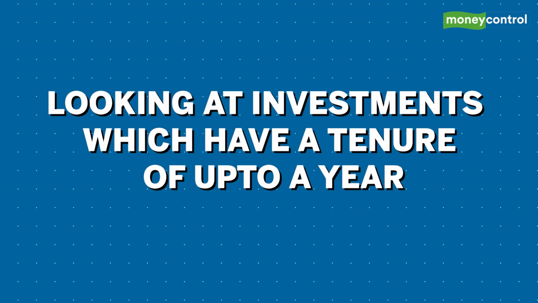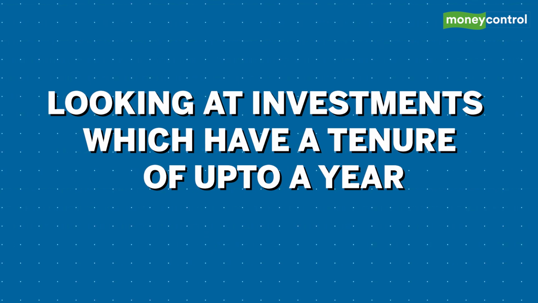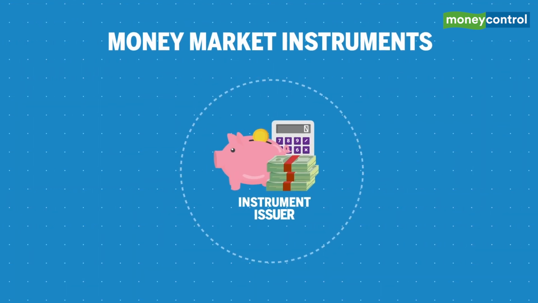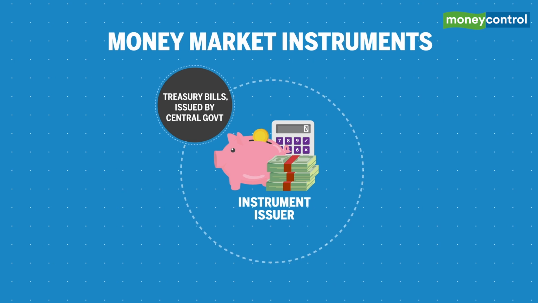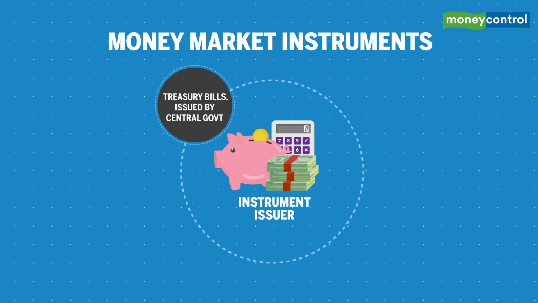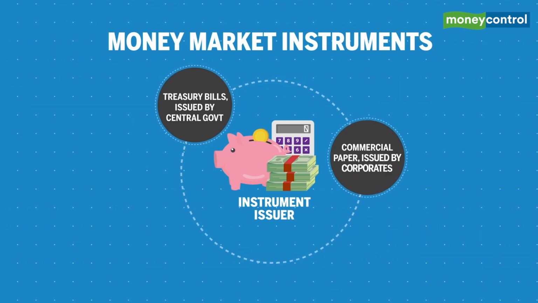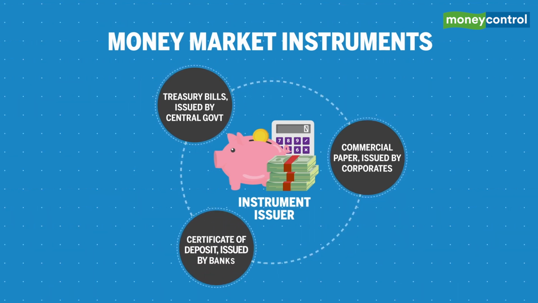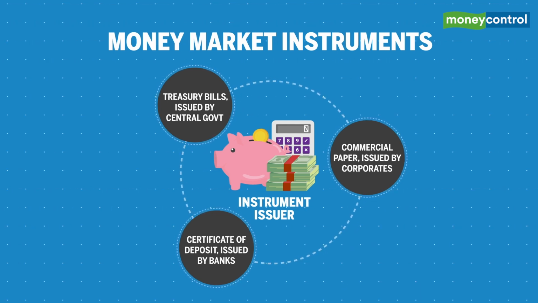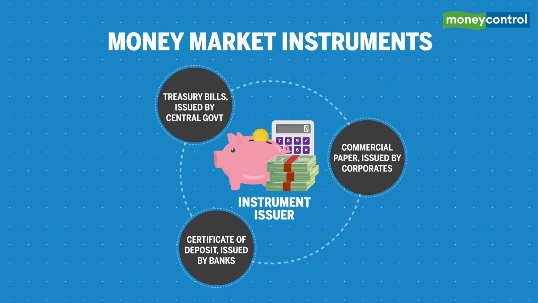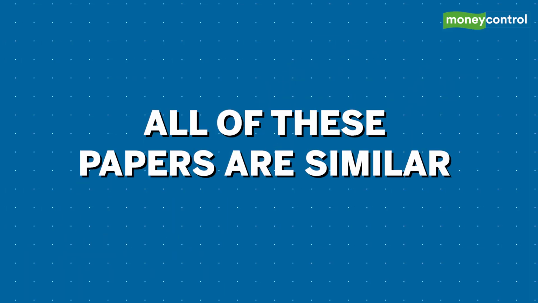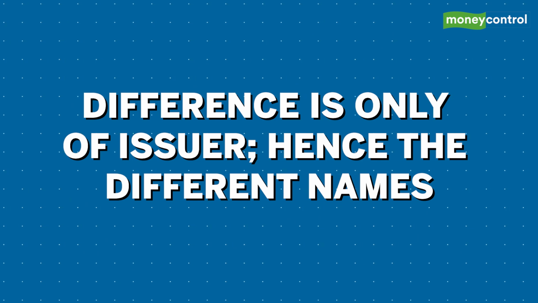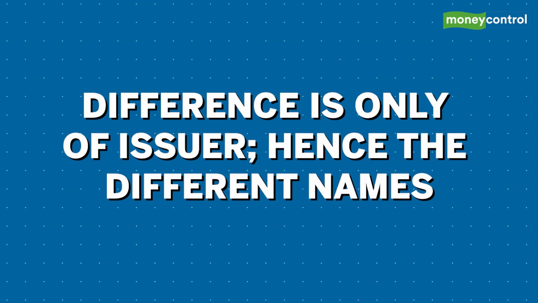Here, we take a look at the investments which have a tenure of up to a year. Within money market, the broad categories are treasury bills or T-bills as they are known, and they are issued by the central government. The up to 1 year paper issued by corporates is called commercial paper or CPs, while that issued by banks is called certificate of deposit or CDs. Essentially, all these papers are similar, the only difference being the issuer and hence the different names.